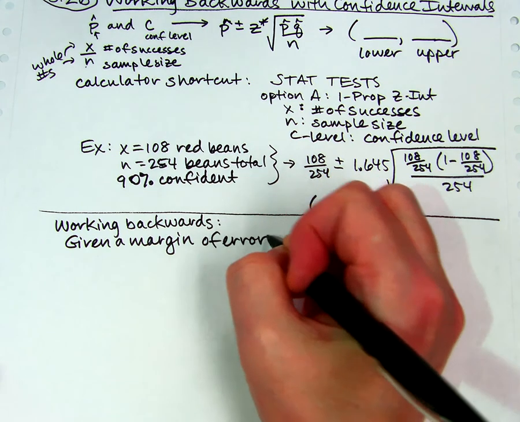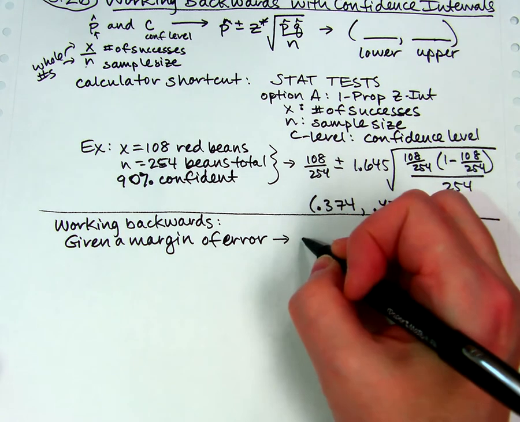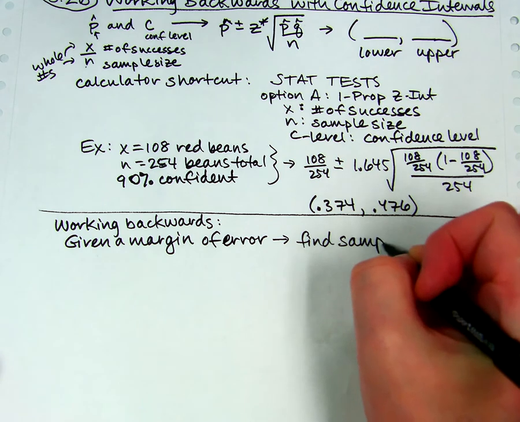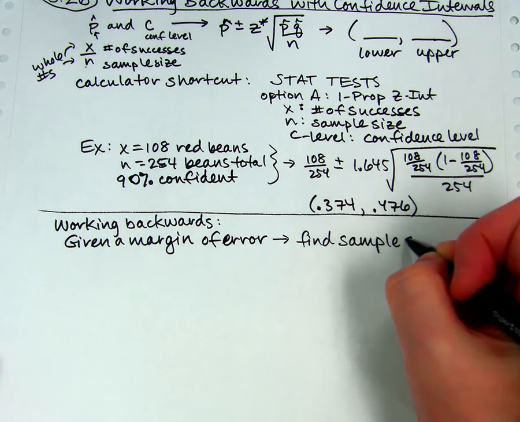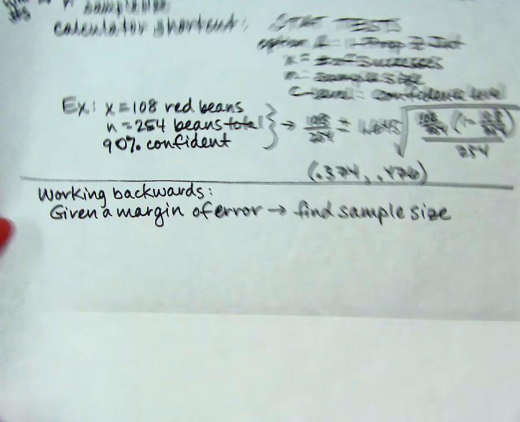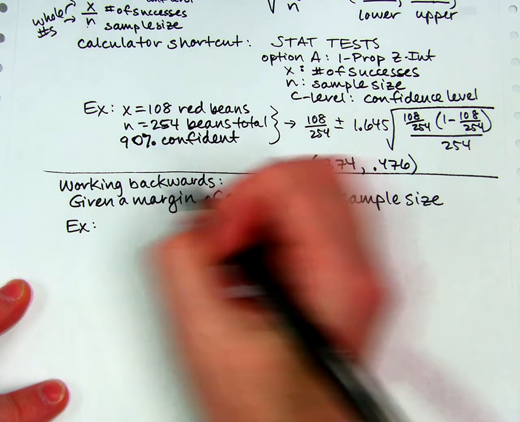So here's something practical that you would do if you were about to gather data and you're trying to figure out just how big does that sample need to be to get me a narrow enough interval for what I'm supposed to do. So let's talk about that. For example, I'm just going to go straight to an example.